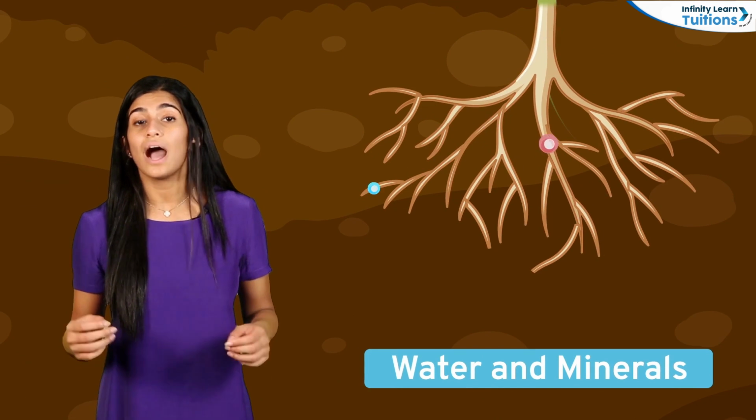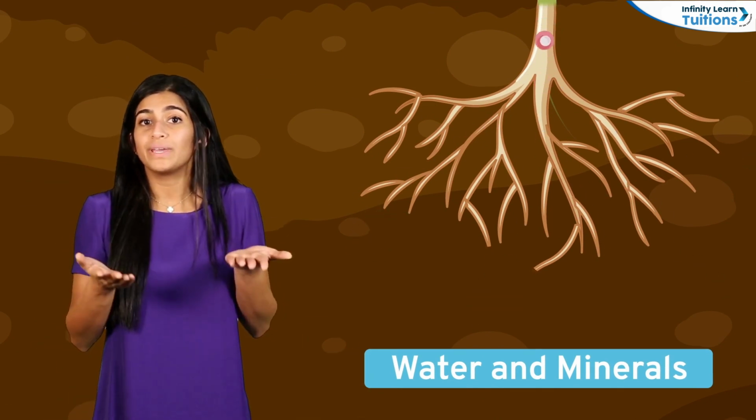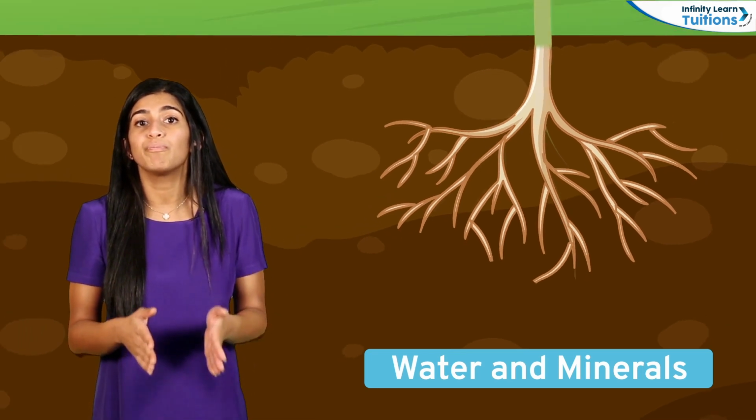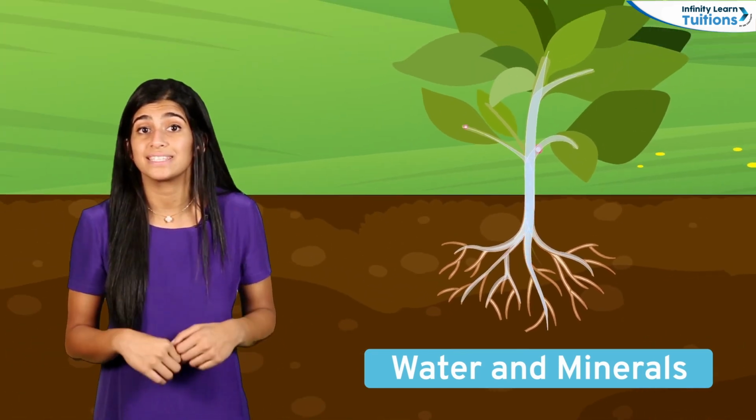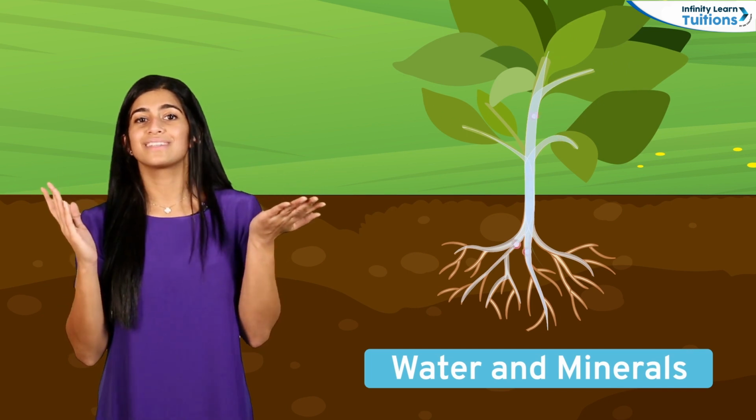Water and minerals are present in the soil. This gets taken in by the roots. From here, the continuous path of pipe-like structures called vessels transport the water all the way up to the leaves.